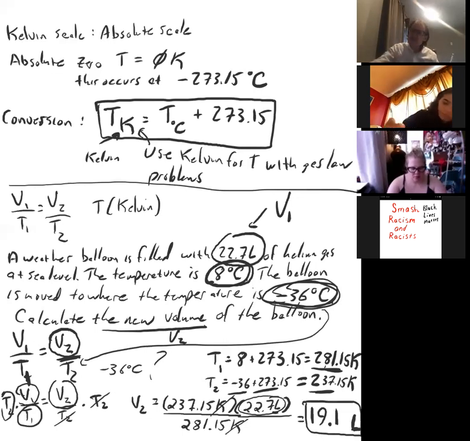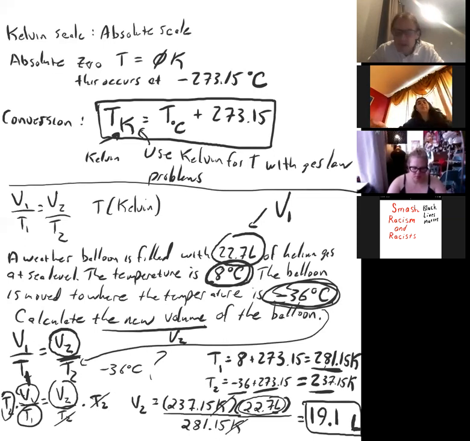And if you remember what I said when I first started talking about Charles's law, I said that if you cool a gas, it gets smaller. It compresses. The volume will get smaller. So let's see what happened. We went from 8°C, which is kind of chilly, all the way down to -36°C, which is very cold. So it got colder, so it should get smaller. And that's exactly what happened. It went from 22.7 liters down to 19.1 liters. It got smaller, so that seems like it could be the right answer for that particular example.